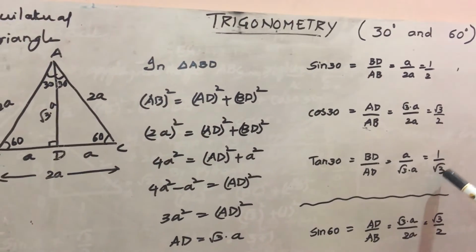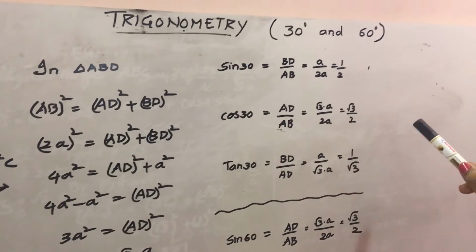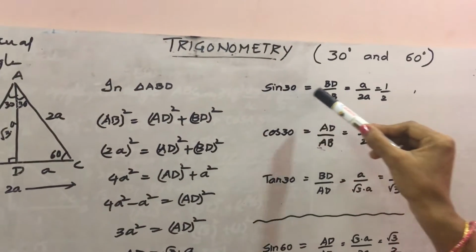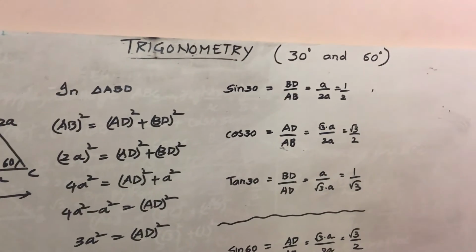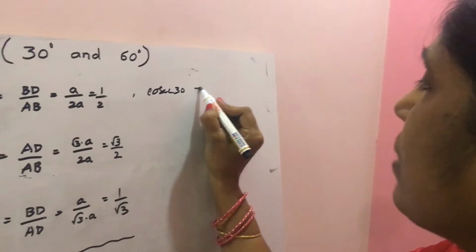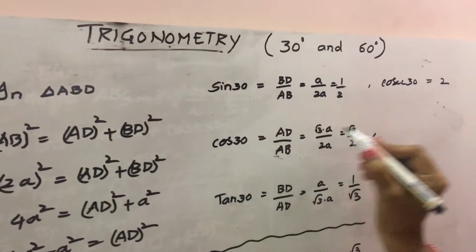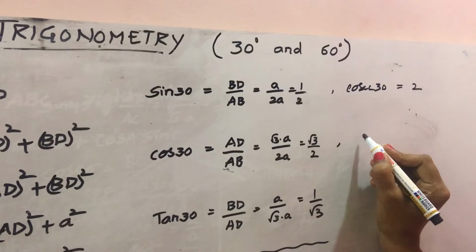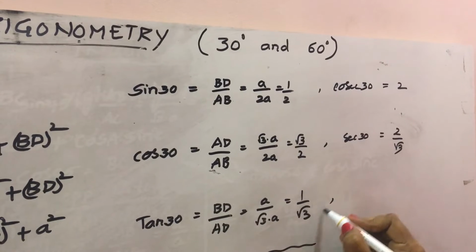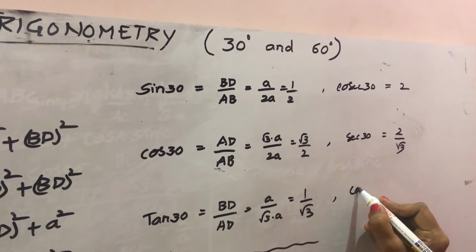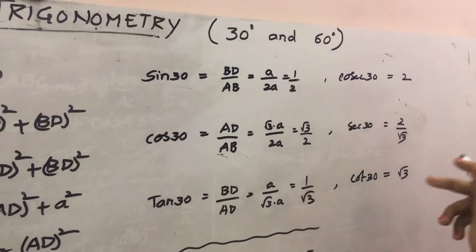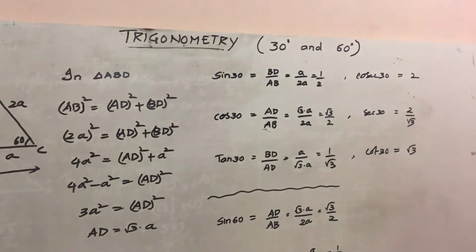1 by root 3. Now we can easily find the other three secondary functions also by using these primary functions. If sine 30 is equal to 1 by 2, what is the value of cosec 30? As it is an inverse function, its value is 2. If cos 30 is equal to root 3 by 2, what is sec 30? 2 by root 3. If tan 30 is equal to 1 by root 3, what is the inverse function of tan 30? Cot 30, which is equal to root 3. In this way we can write the other secondary functions of trigonometry.